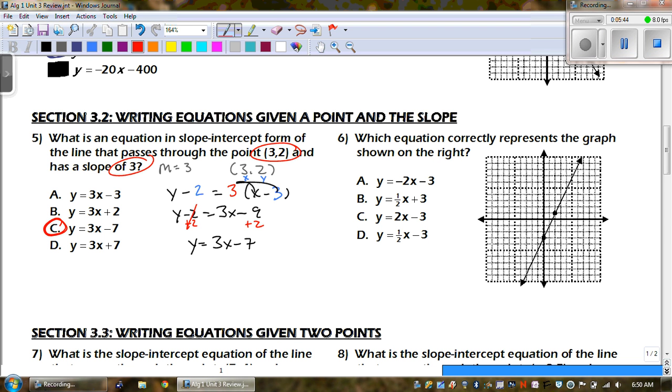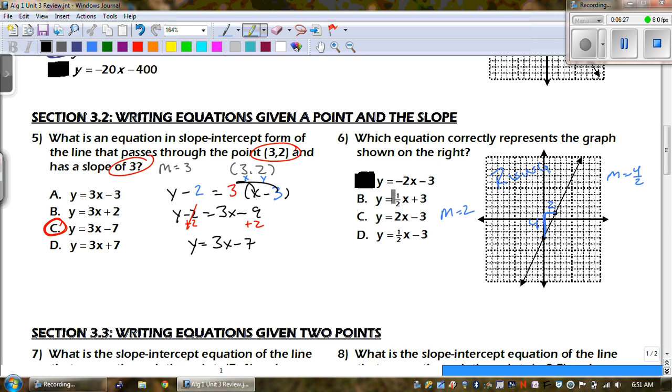On number 6, which equation correctly represents the graph shown on the right? Once again, just like in problem number 4, is it rising or falling? This graph is rising, so it's going to have a positive slope. Oh, that's a negative slope. The next thing I want to know is, what is my slope? My slope is 4 over 2, because we go up 4 to the right 2. But can we reduce that? We sure can, which gives us our slope is 2.